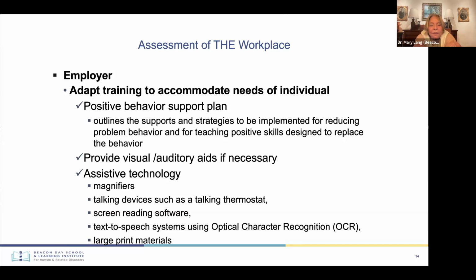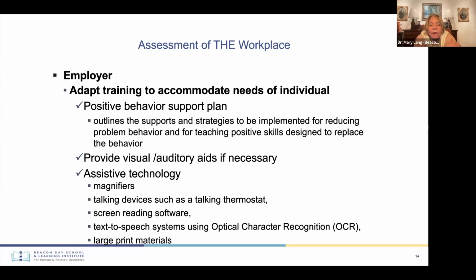Talking devices such as talking thermostats. It's too hot in here. It's too cold. But if you have a challenge with hearing or any other impairment like that, you may want to have a talking device or software that can read the information to you.